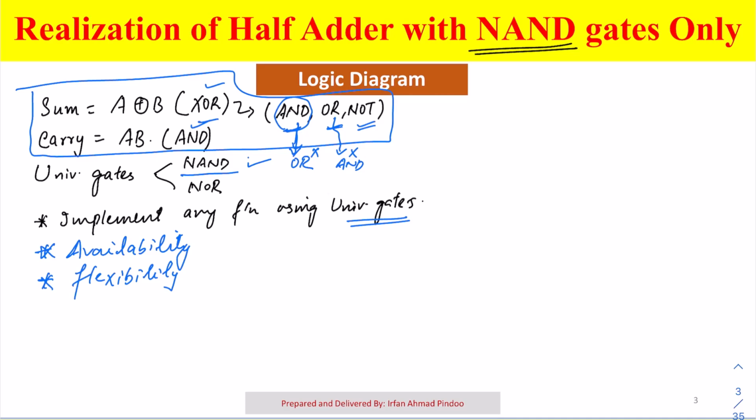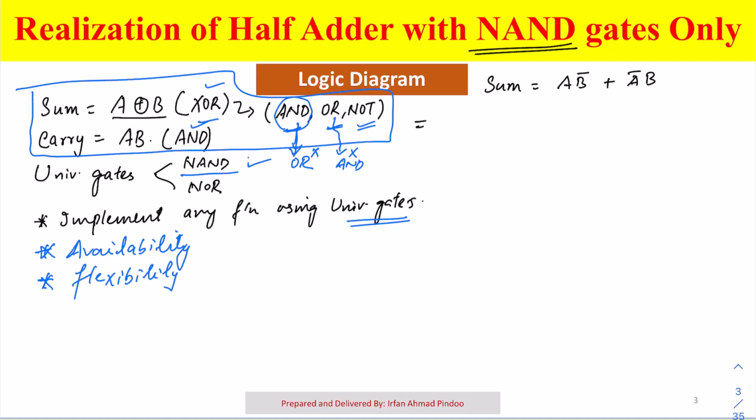So having these concepts clear, let us discuss these equations and let us reframe the equations of sum and carry so that we can implement this using NAND gates. We will start with the sum first of all. If we talk about the sum equation, it is A XOR B, so it can be written as A B bar plus A bar B.